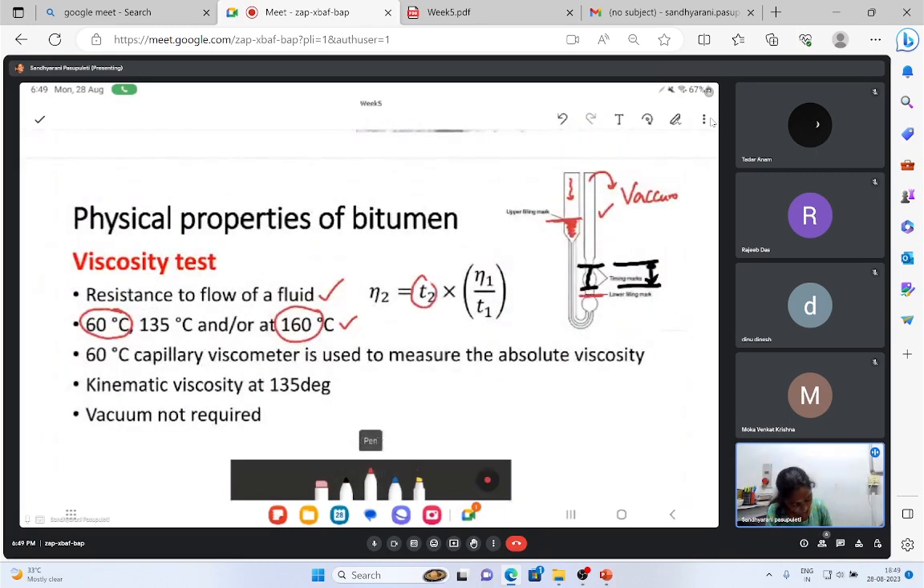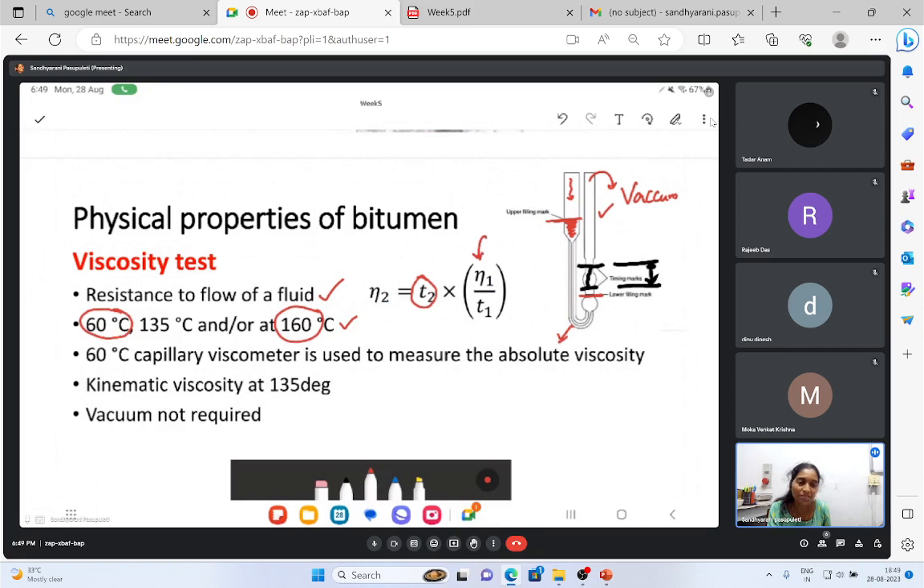So this is the time T2. If I multiply that amount of time required for the bitumen to move through that bulb with the calibration factor, the theta 1 by T1 is nothing but the calibration factor. So for each capillary viscometer, currently we are working with the bitumen.